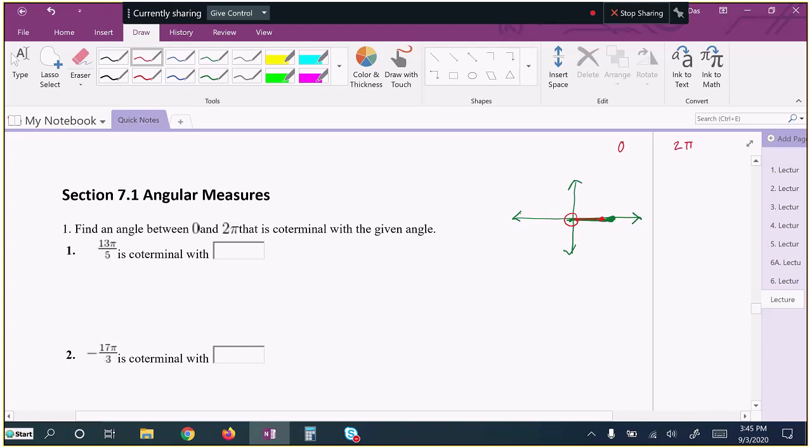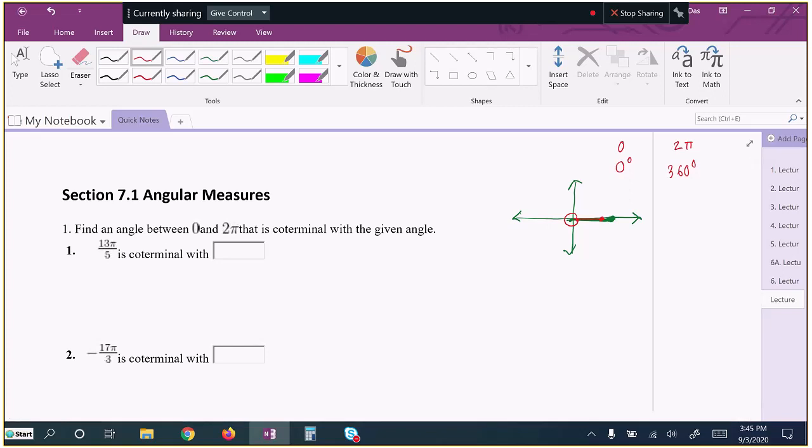When I'm talking about 0 and 2 pi, it makes a little better sense if we always think of these things in terms of degrees. So even though I said find the angle between 0 and 2 pi, in your mind you are thinking I'm supposed to find an angle between 0 degrees and 360 degrees that is coterminal with the given angle of 13 pi over 5.